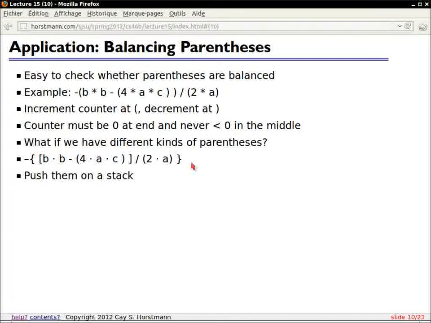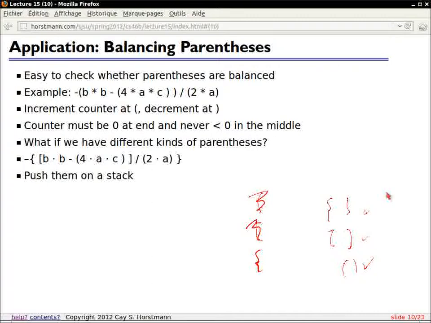So I'll take the opening brace, then the bracket, then I see the parenthesis here, then over here I see this parenthesis, and now when you see a closing one, you pop the stack and see whether they match. So in this case I would pop this one, and yes, they match, so I was okay. Then I see the bracket here, and I compare it with what's on the top, and they match, that's okay. And then I see the brace here, and they match.